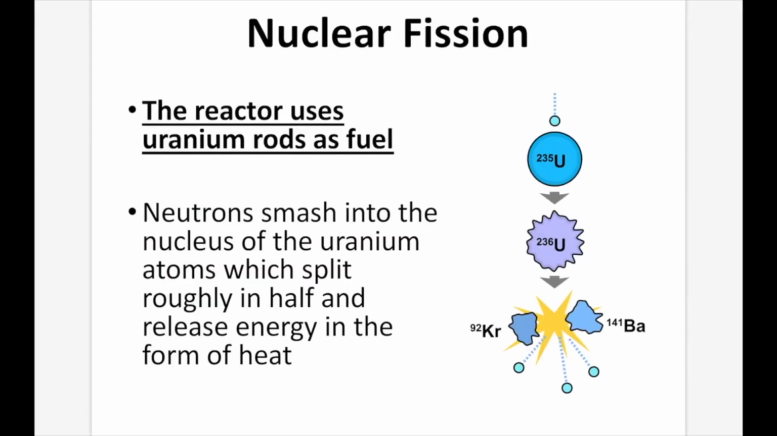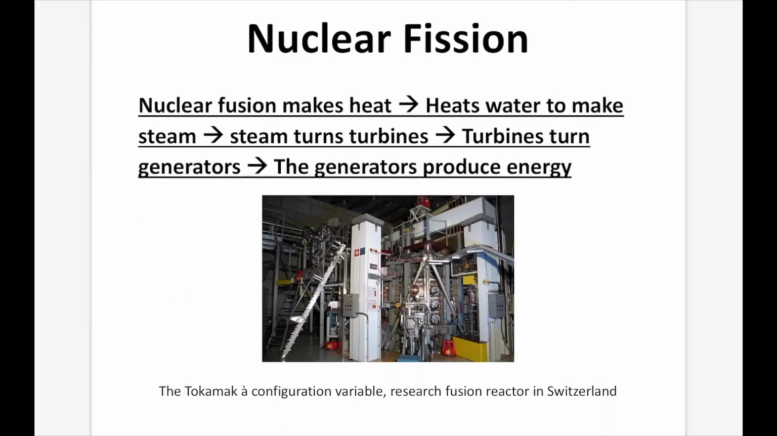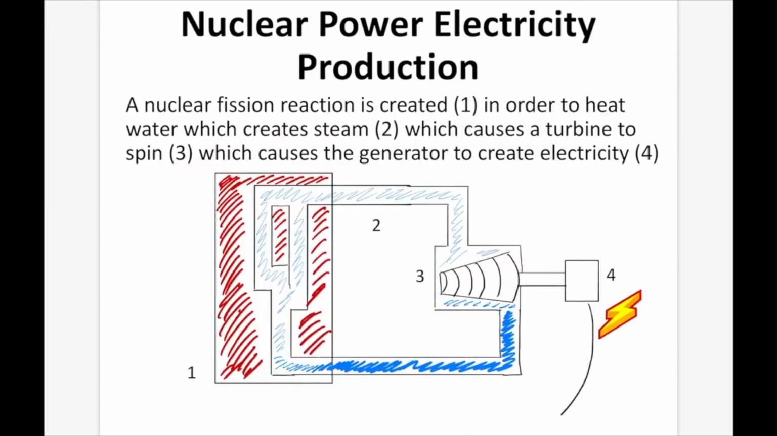Now, how does this relate to energy production? Well, the reactor uses uranium as fuel. When the neutrons smash into the nucleus of the uranium atom, it splits roughly in half and releases the energy in the form of heat. This heat created from the nuclear fission heats our water, just like we did with the fossil fuels, and that makes steam. The steam, just like the fossil fuels, turns the turbines, which turn the generators, which produce electricity. And here's an example of what it looks like once again. So here's our heat chamber.